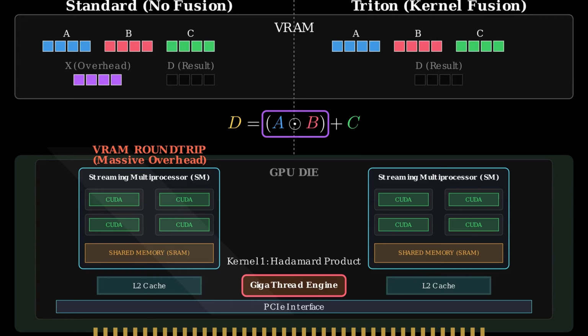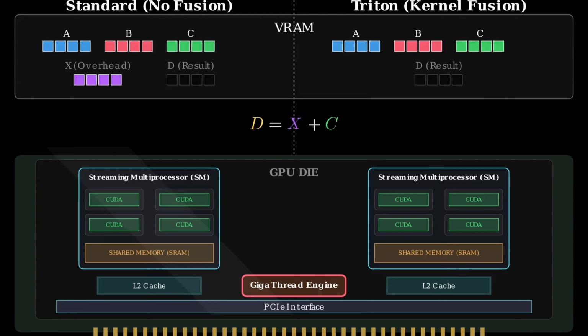Next, the GigaThread engine sees that to perform the addition, it needs 4 threads again. Once again, each thread receives the same recipe, add 2 numbers. So, our temporary result, let's call it x, is brought back into the shared memory along with vector C. The 4 CUDA cores each add their 2 elements and the final result is returned to VRAM.